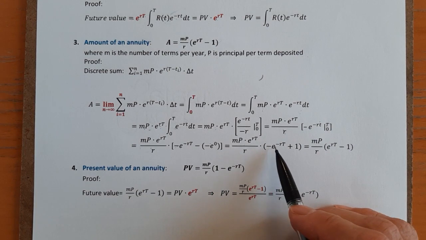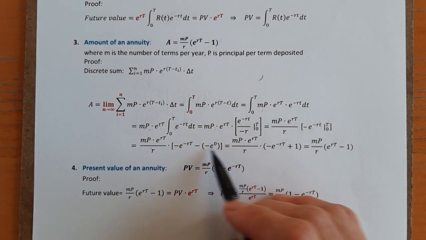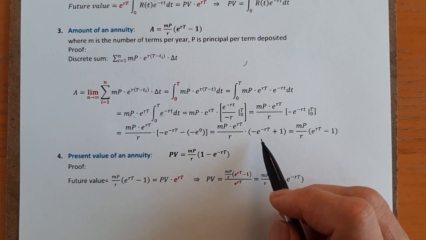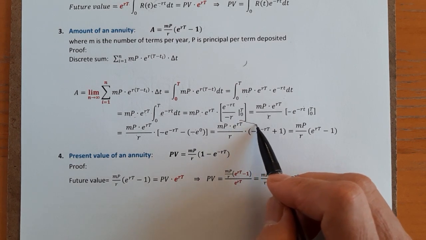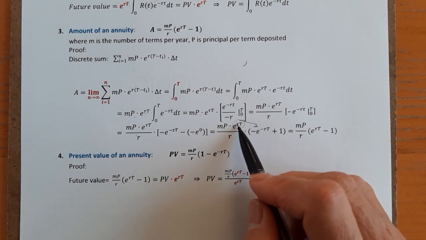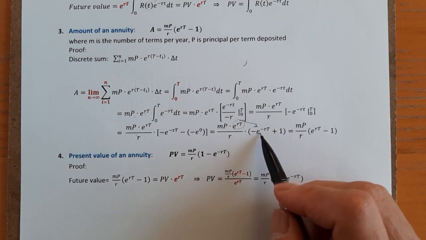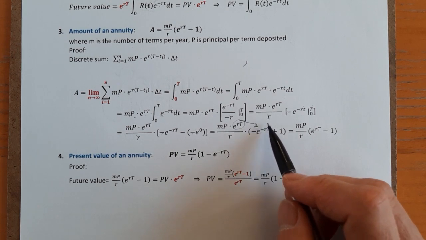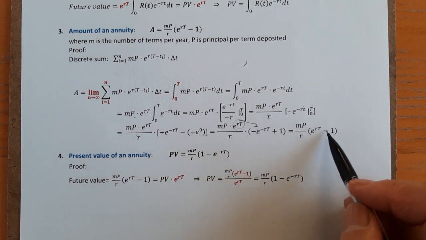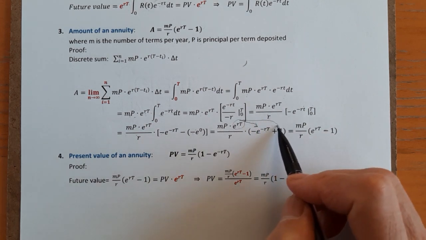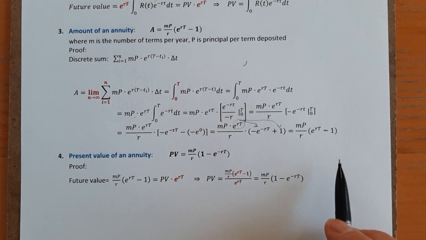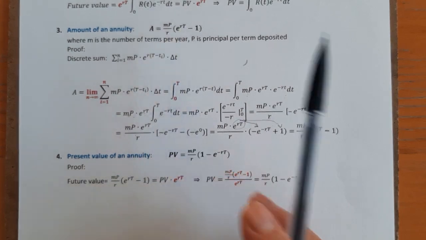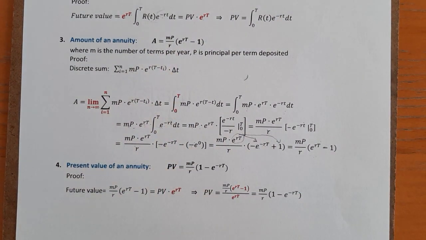Then the negative e to the power negative rT, with the sign change, becomes plus 1. Then multiply in: e to the power rT times negative e to the power negative rT adds together to negative e to the power 0, which is 1, so it's negative 1. Then the rest is e to the power rT minus 1. And that gets this formula. That proves the formula.